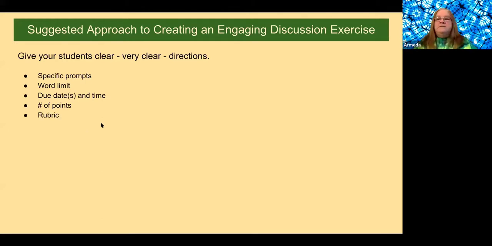It's important, I think, to share a rubric. Later in the presentation, I have a rubric that I really like. It's from the University of Cincinnati, and I really like this particular one for discussions.